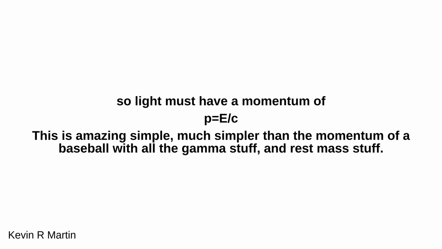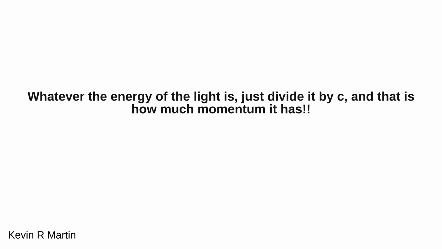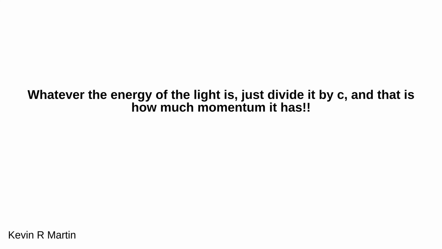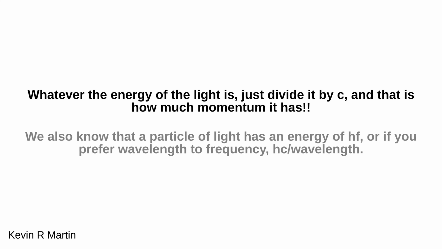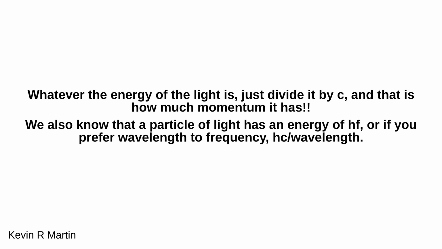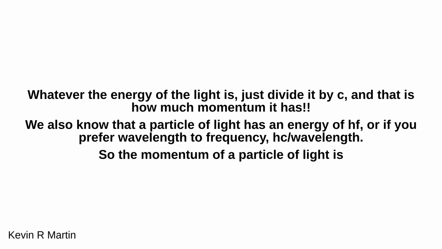This is amazingly simple, much simpler than the momentum of a baseball with all the gamma stuff and rest mass stuff. Whatever the energy of the light is, just divide it by c, and that is how much momentum it has. We also know that a particle of light has an energy of hf, or if you prefer wavelength to frequency, hc/wavelength. So the momentum of a particle of light is p equals h/wavelength.